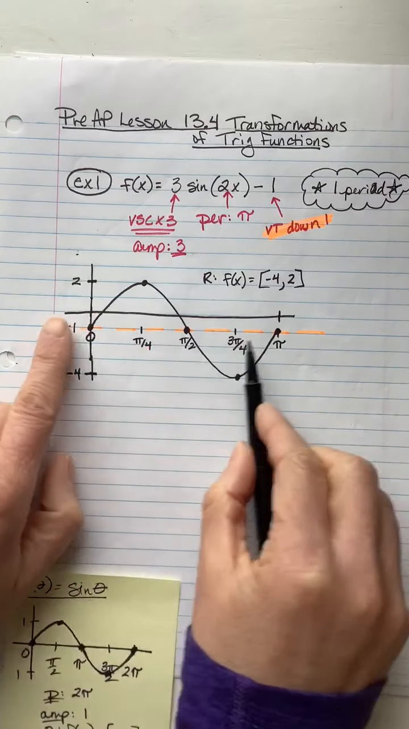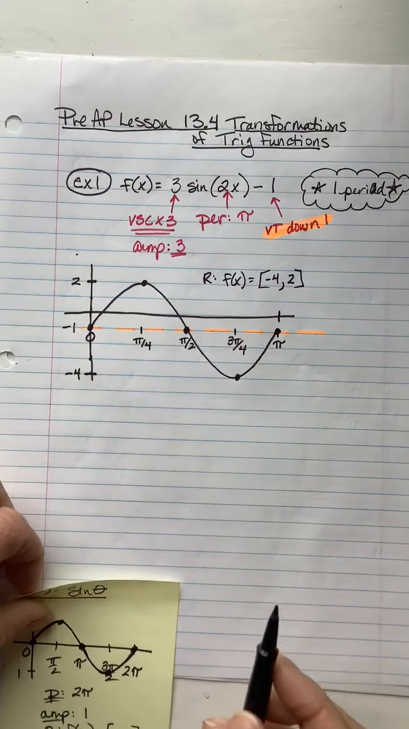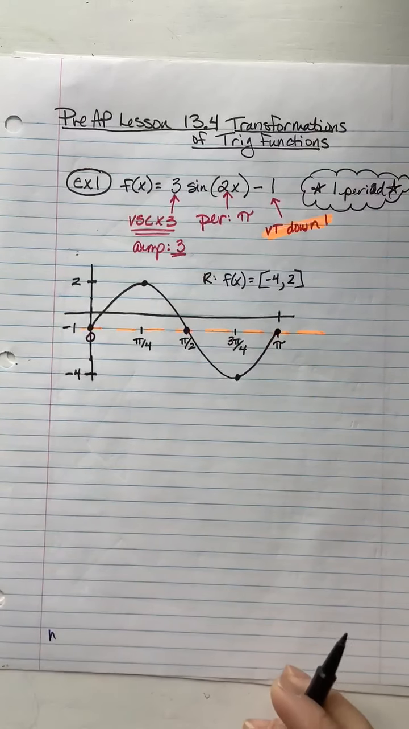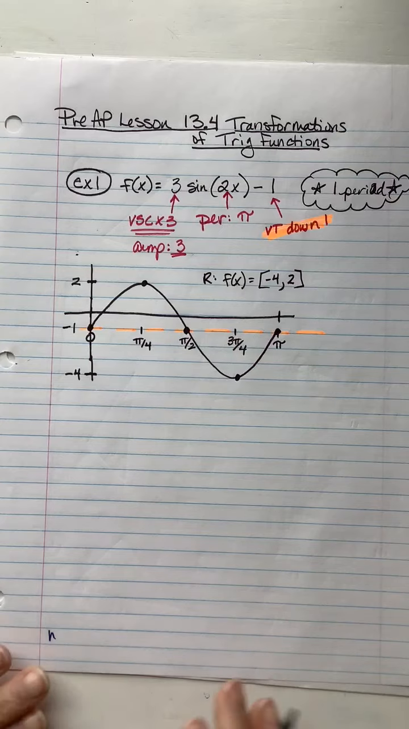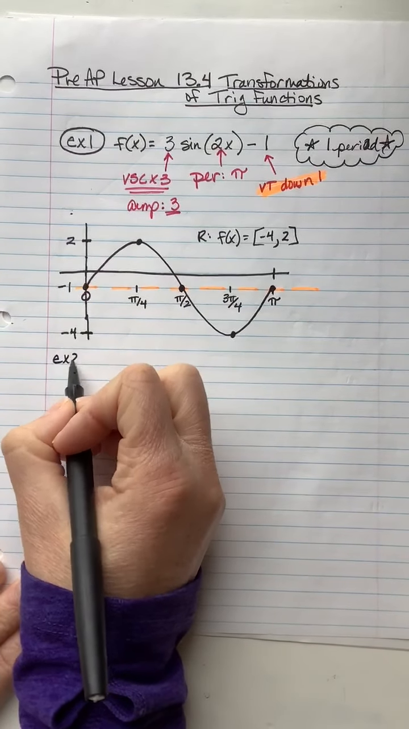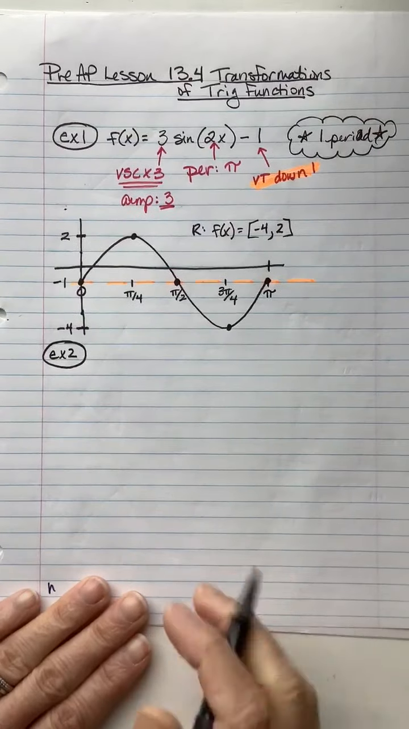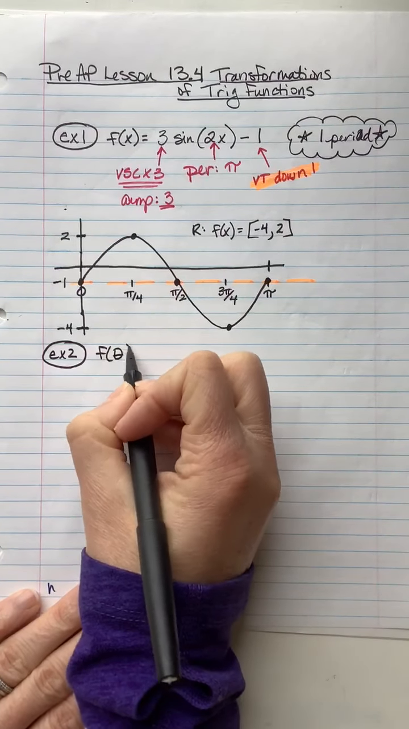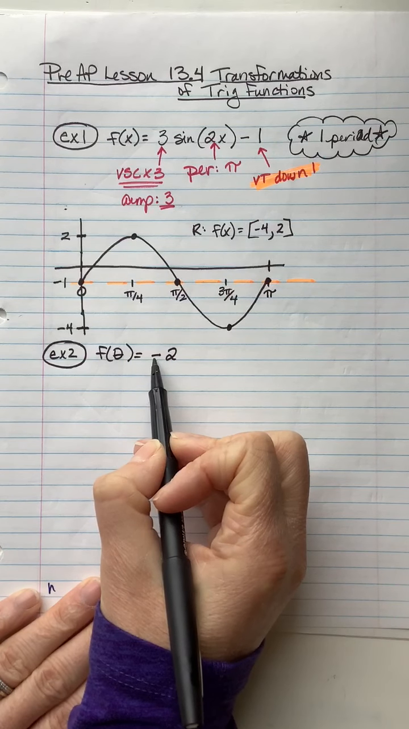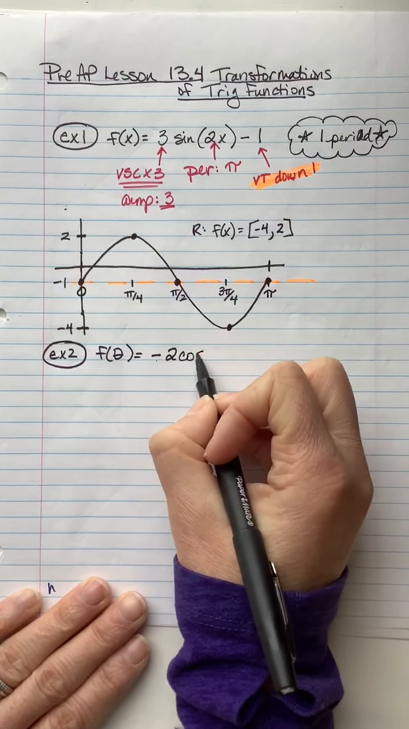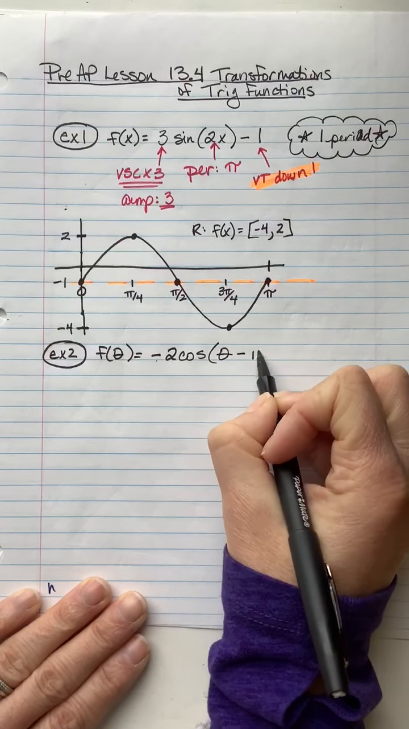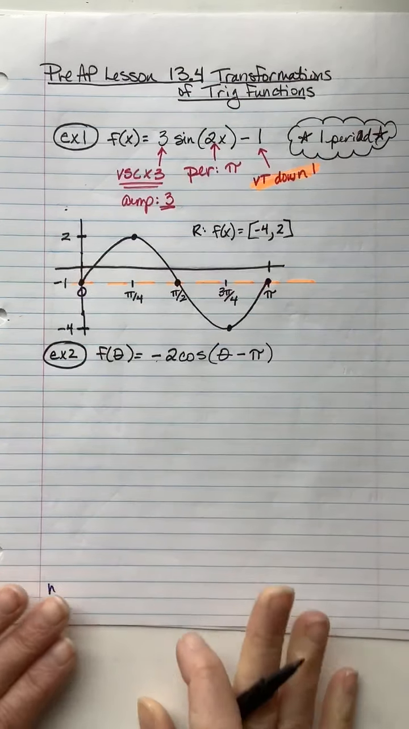So now I'm going to attempt a horizontal shift, and that gets a little trickier because as we're shifting through these fractions of pi, that's where things really get a little bit more challenging. All right, so here we go. Example 2. I'm doing 2 examples today, and then that's it. So I've got f of theta equals -2 cosine, and this time I'm going to have theta minus pi inside my function. Oh boy, I've got a vertical reflection there. That's going to be interesting.